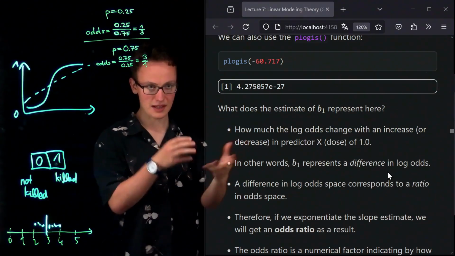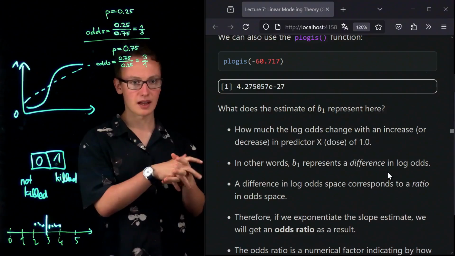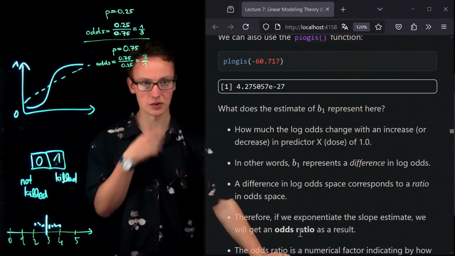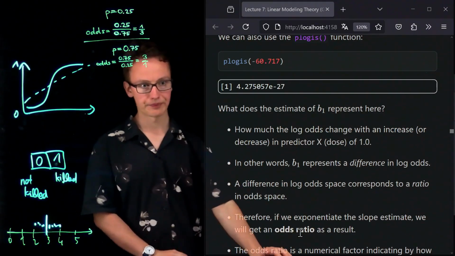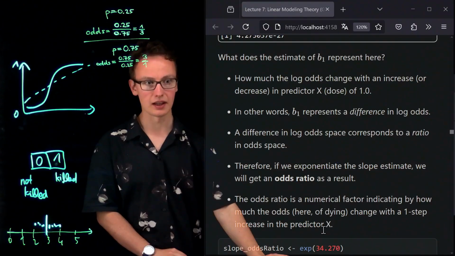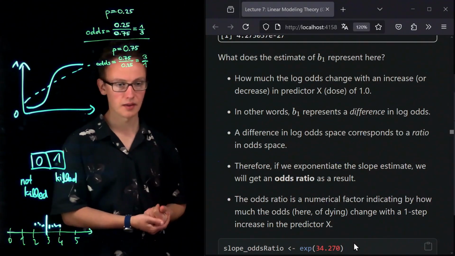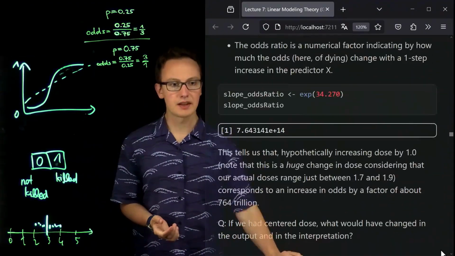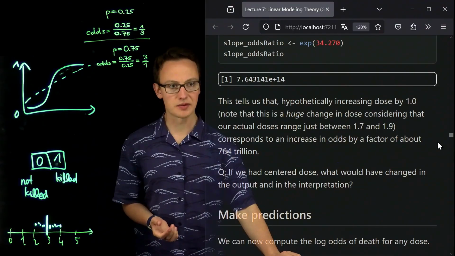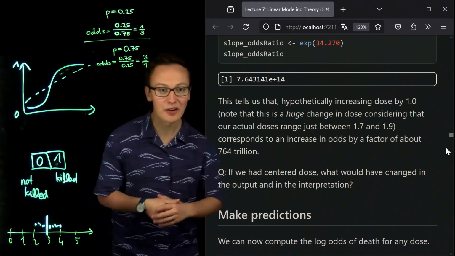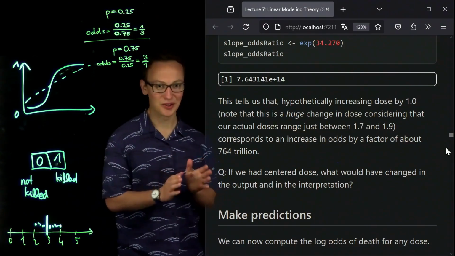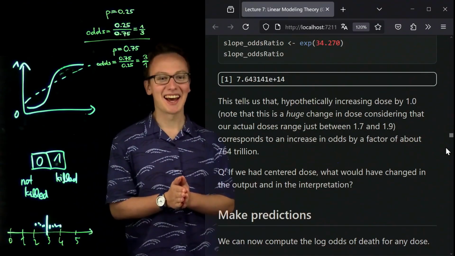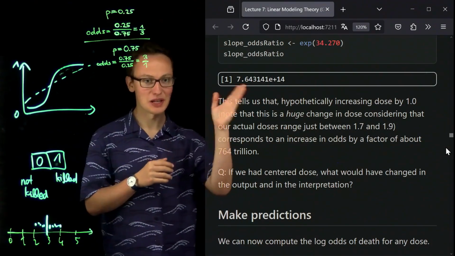We can make this estimate now somewhat more intuitive by thinking of it as a ratio in odds, a so-called odds ratio, literally, as opposed to a difference in log odds. So let's exponentiate our estimate here, and this will give us the odds ratio as a result. So what we see when we do this is that we get this huge number as a result, which is actually roughly 764 trillion. Okay, that is our odds ratio here. Now, that might strike you as somewhat implausibly enormous. Let us unpack why in this case we end up with this really huge odds ratio.